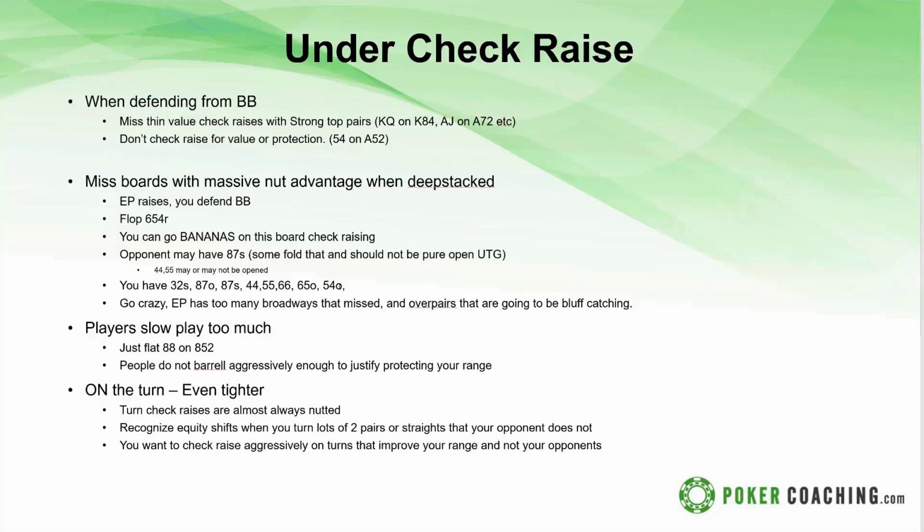You can go crazy because the EP, if they start over c-betting, has too many broadways that miss, and they have over pairs that are going to be put into really tough bluff catching spots. So these low boards where you have a massive nut advantage, deep stack, you don't necessarily need to have a range advantage. But if you have a huge nut advantage when you're deep stacked, you can go really crazy on them.